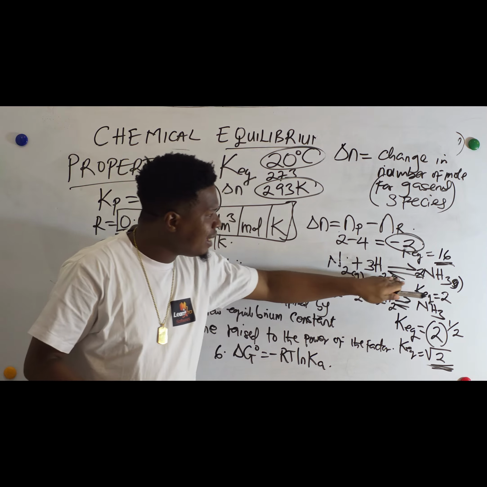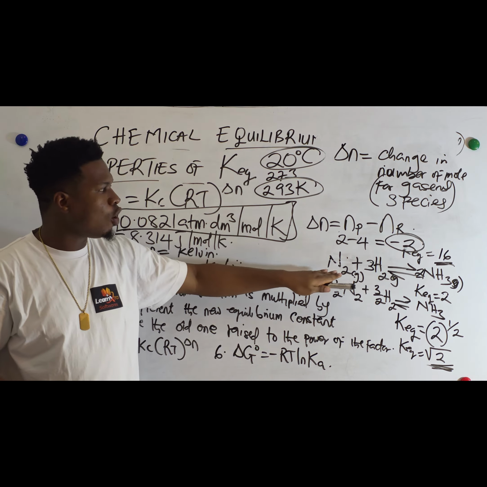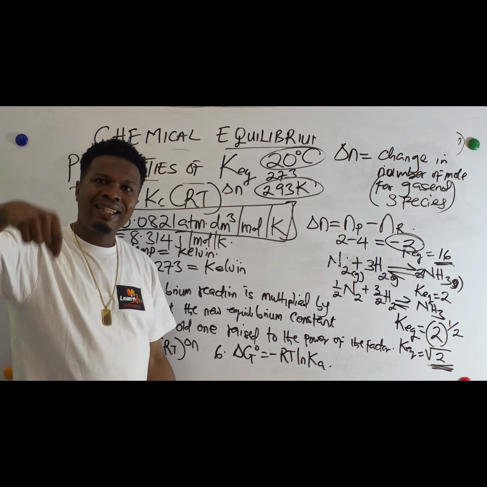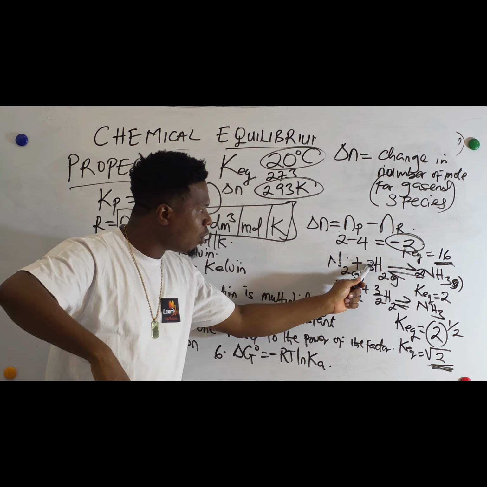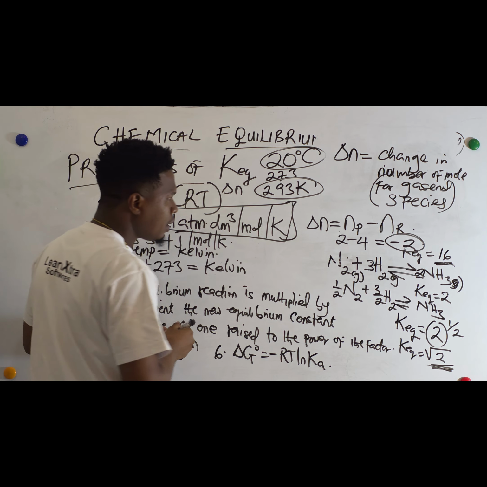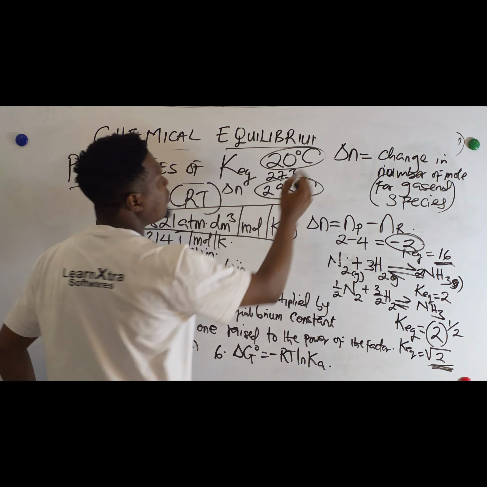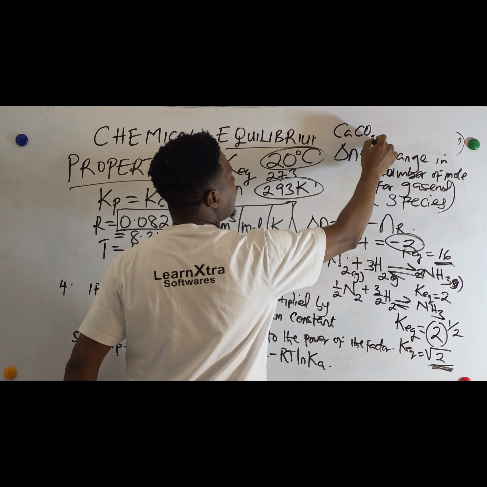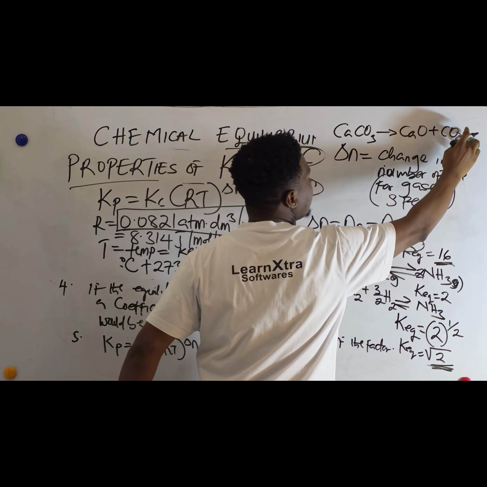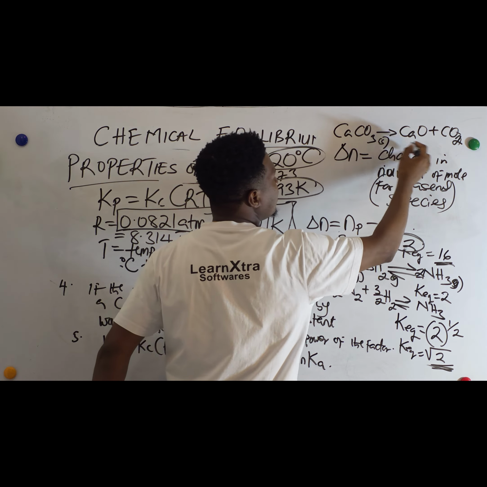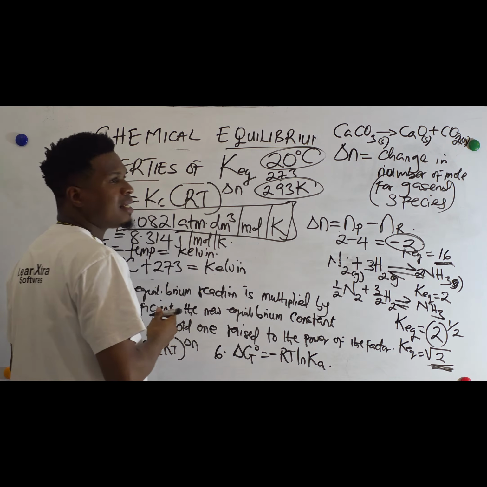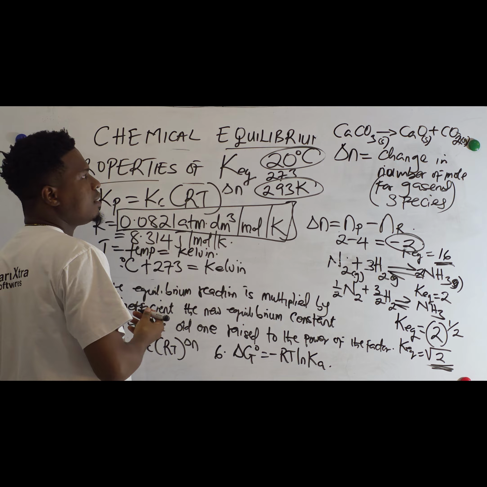And once you see any reactant or product that is not in the gaseous state, don't add the coefficient or the number of mole in your calculation. Ignore it. What I mean is this: let's say I have calcium carbonate decomposing to calcium oxide plus CO2. This is solid, this is solid, this is gas. First of all, is the equation balanced? Yes, it is balanced.